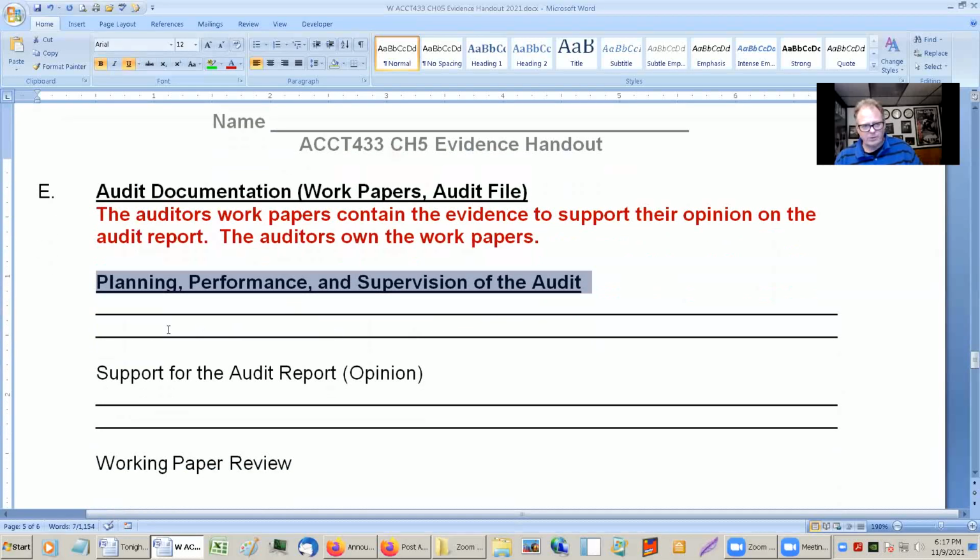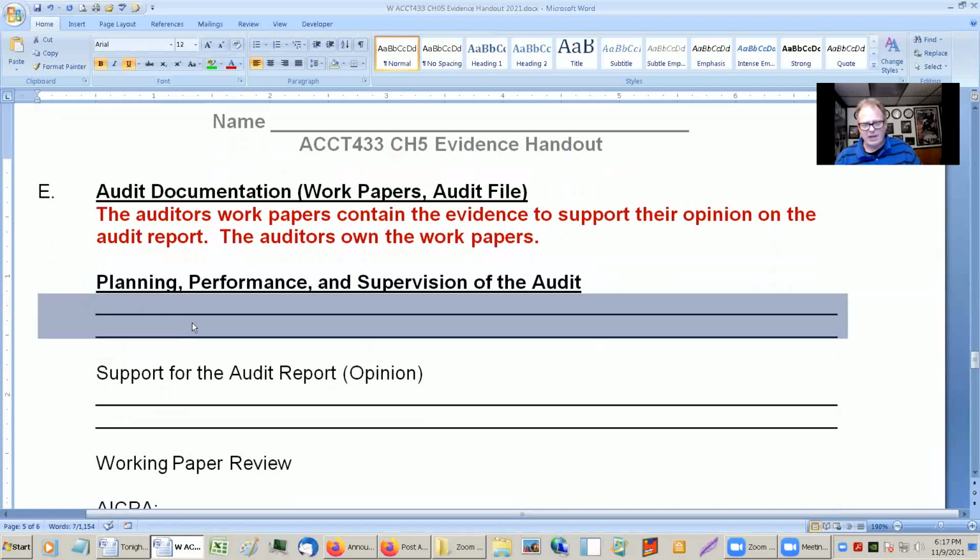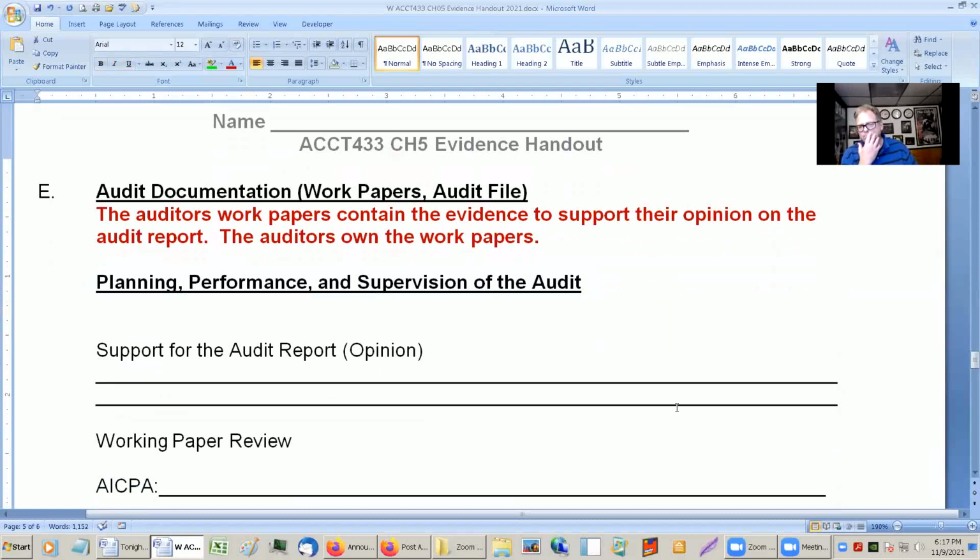Planning, performance, and supervision of the audit. Planning the audit is kind of just what you think it is. You plan out what we're going to do, what you're going to test, you look for risks and all that kind of stuff. And that's all documented.